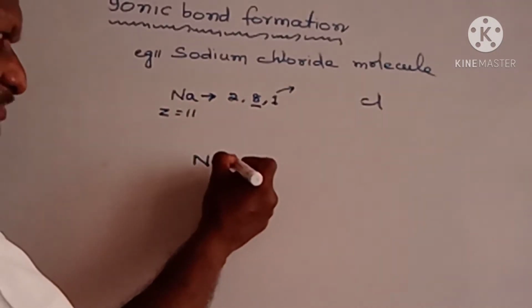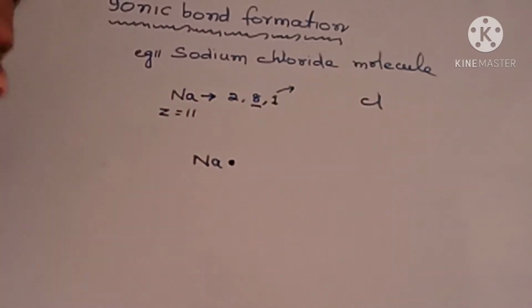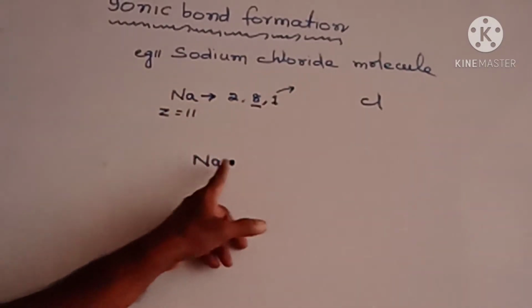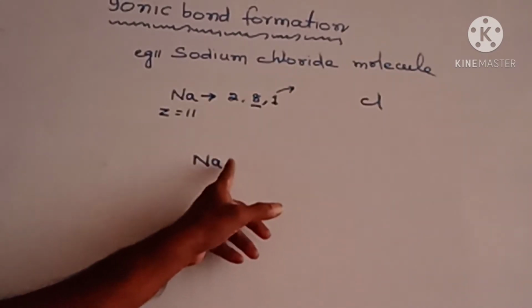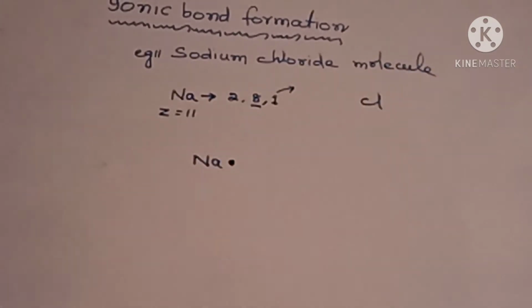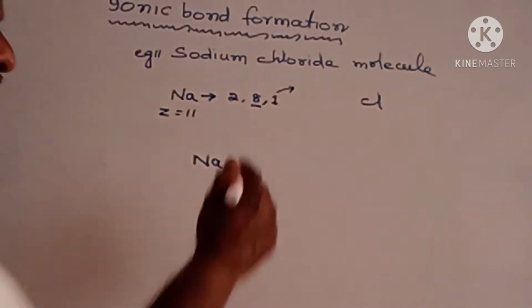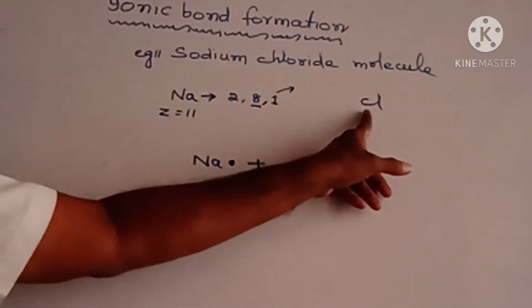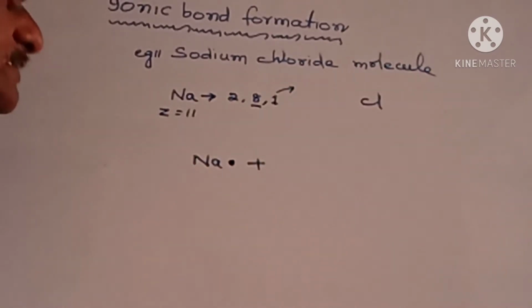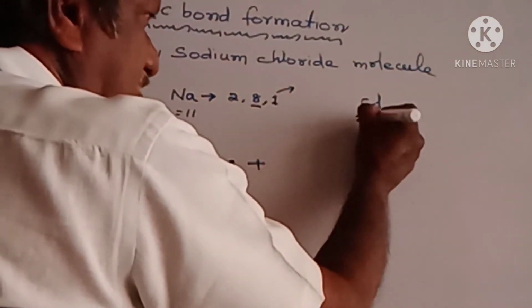I am showing the electron here. So the sodium atom has 1 electron in the last orbit. Now this sodium atom is ready to give this electron to another atom. Okay. Now see chlorine. Chlorine atomic number 17.